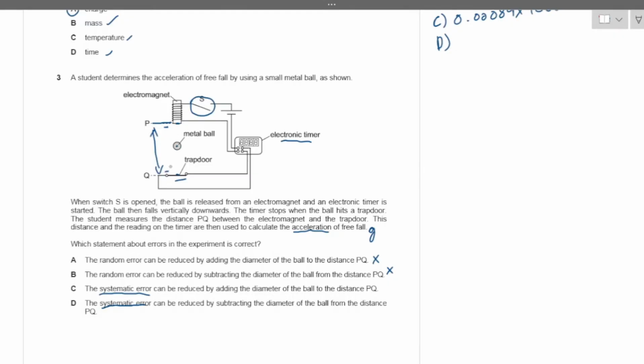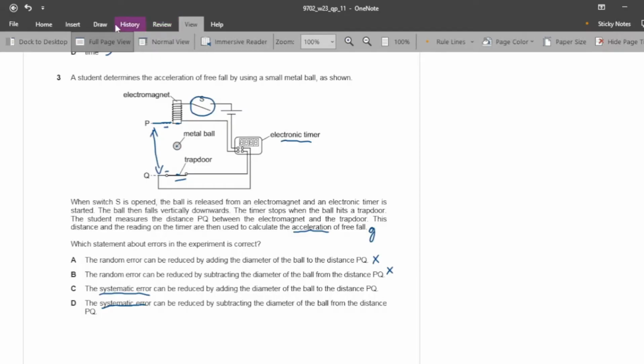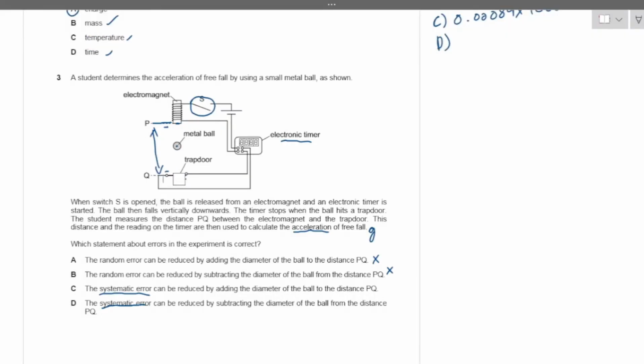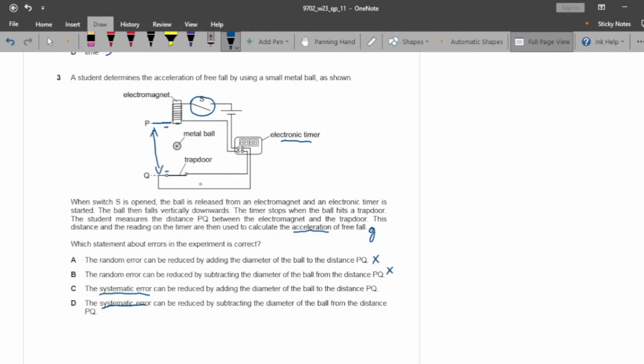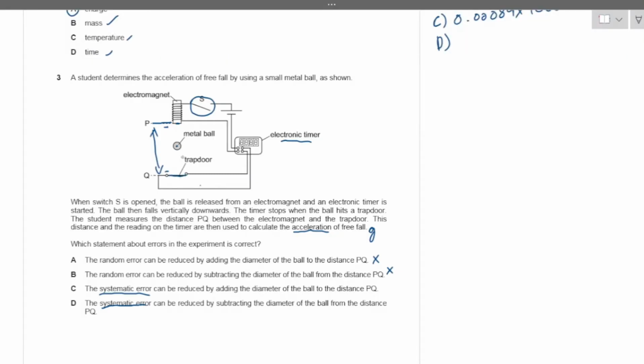Similarly, the timer exactly stops when the ball hits the trapdoor. So this is another fault over here. The question mentions that as soon as the trapdoor is touched by the ball, the electronic timer stops. That is again a bit incorrect. That means the ball supposedly reaches over here. Again, its center of gravity is not exactly at Q. It is a bit height above Q, right? So this bit height above Q is in fact the radius, and it of course makes sense.